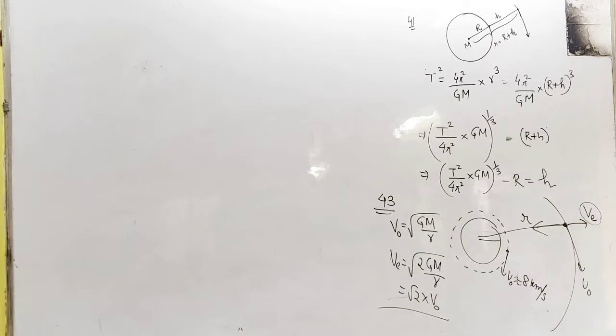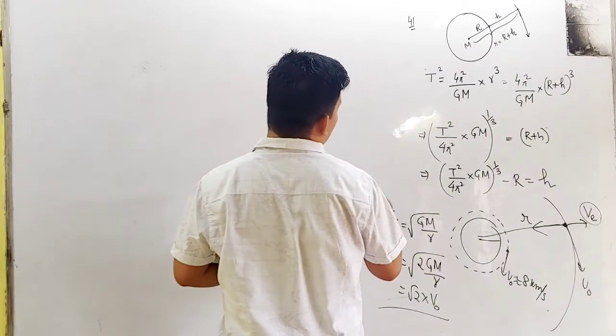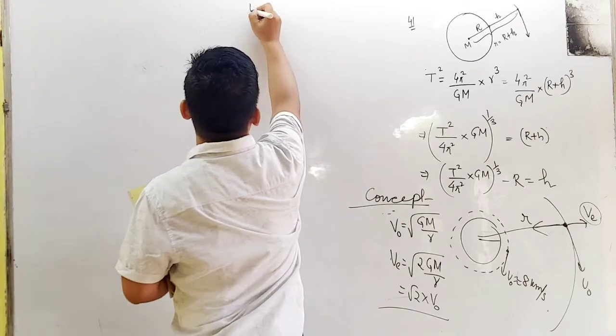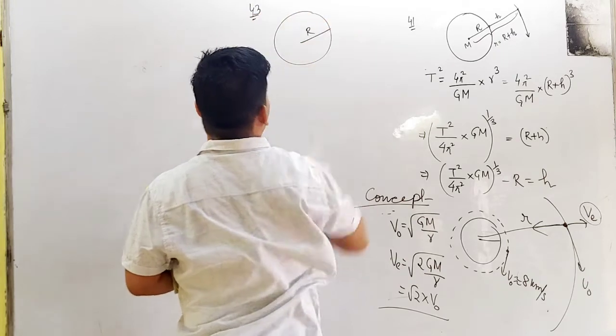Very simple. If the satellite is stopped suddenly in its orbit, which is at a distance of radius of the Earth from the Earth's surface, and is allowed to fall freely into the Earth, what is the speed with which it will hit the ground? Simple, question number 43. This is only the concept. Let me draw the actual diagram. This is our Earth and radius R.